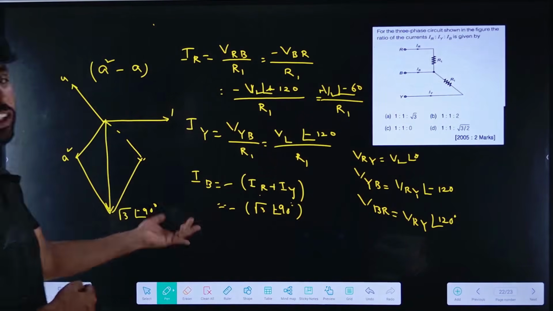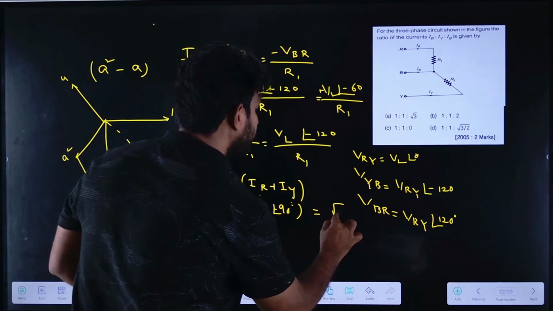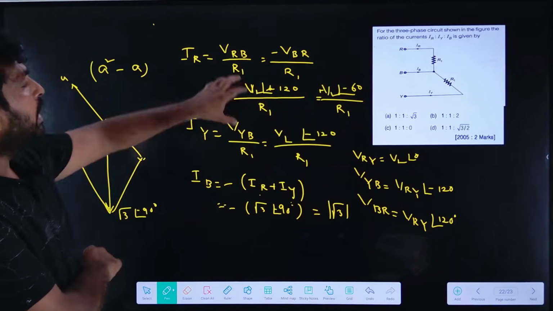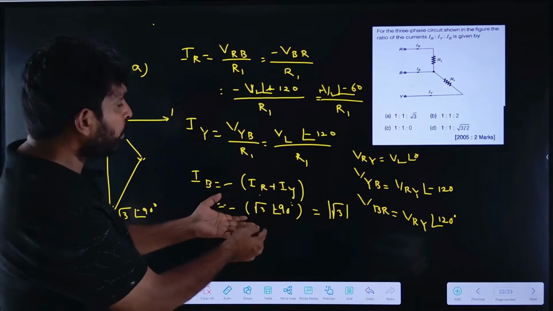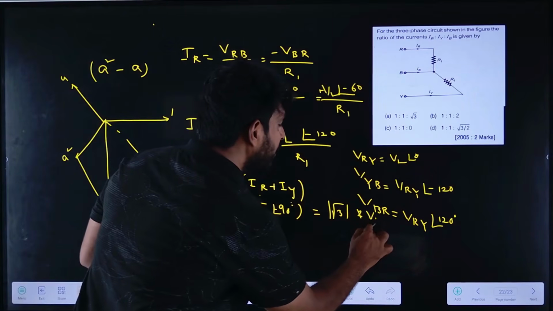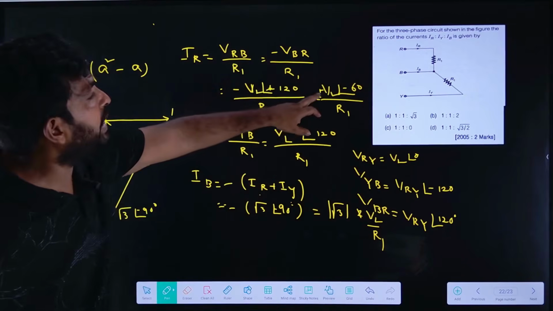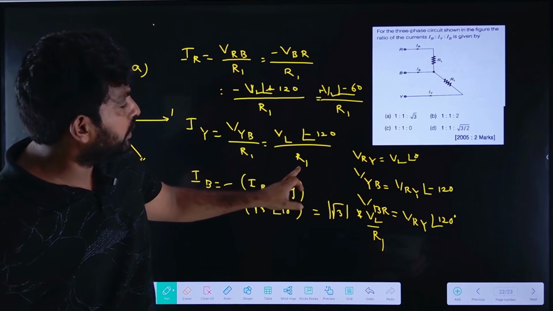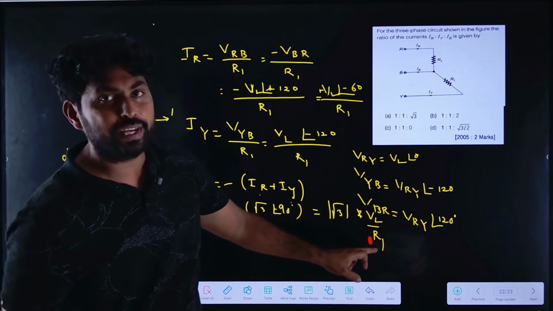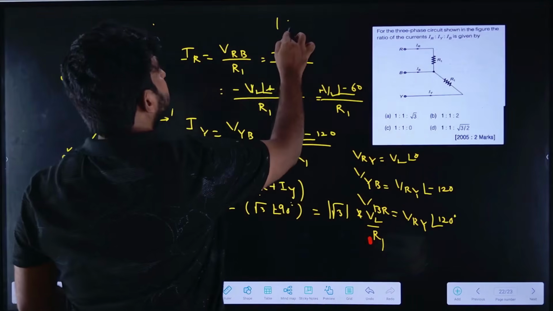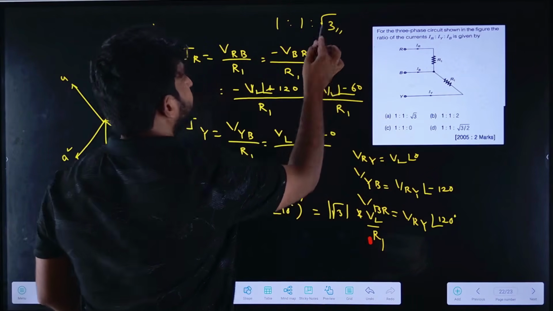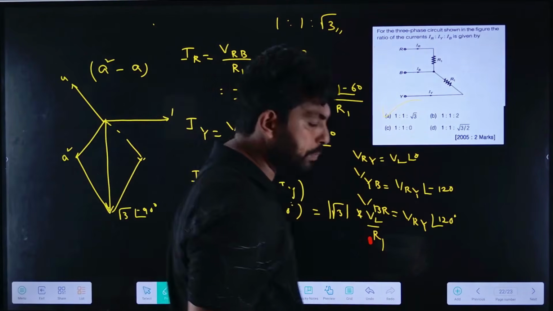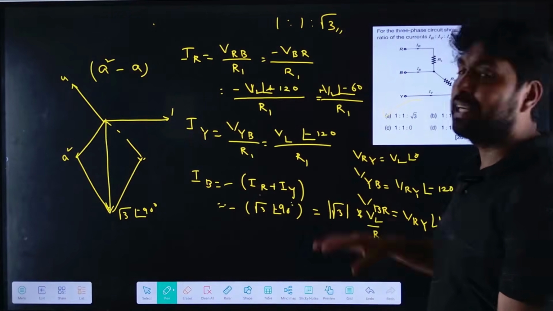So I got minus of root 3 at an angle of 90 degrees, minus 90 degrees. If I find the magnitude of this one, I will get root 3 into VL by R. If I get the magnitude of this one, it will be VL by R1. So it is root 3 into VL by R1. So it is equal to 1 is root 3. So option A is the right option. So very simple, 1 is root 3. So the answer will be E.